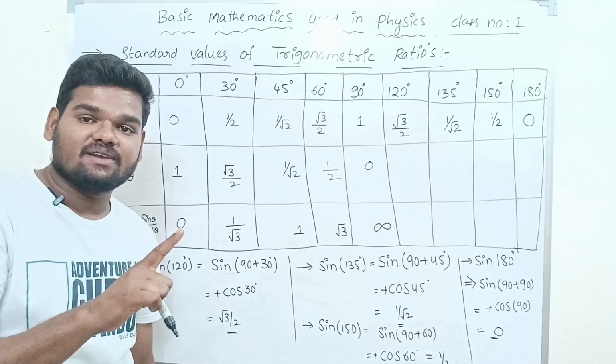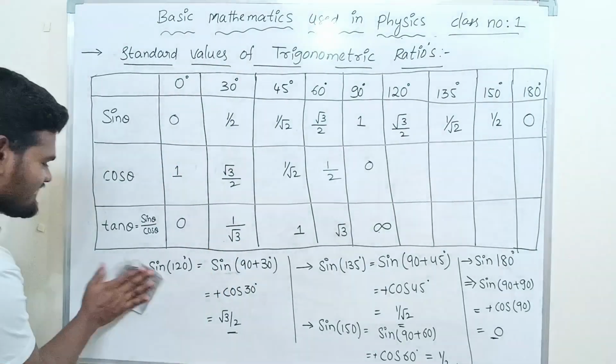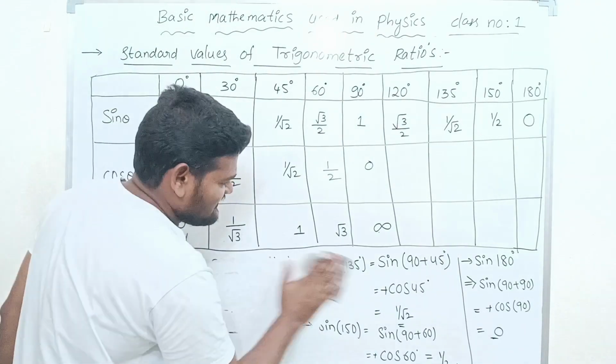At 90 degrees, cos can be converted as, sir, write on the board, sir. Don't tell all these things like that. Okay, let's see.